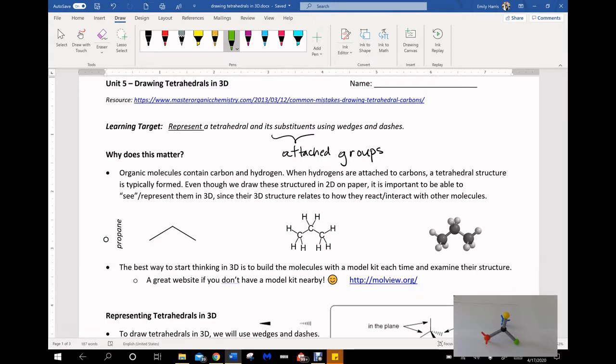So first of all, why does this matter? Organic molecules contain carbon and hydrogen. When hydrogens are attached to carbons, a tetrahedral structure is typically formed. Even though we draw these structures in 2D on paper, it's important to be able to see, with our mind's eye, or represent them in 3D, since their 3D structure relates to how they react or interact with other molecules. And it gives us an example of propane in three different forms there.